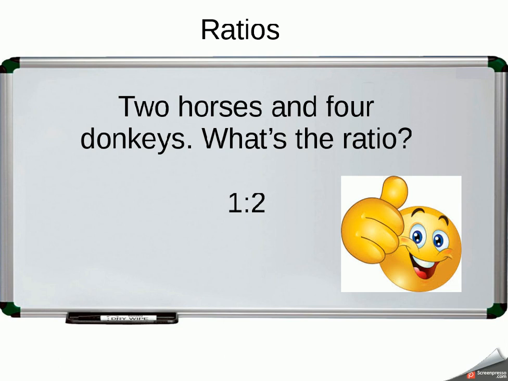So although there are 2 horses for every 4 donkeys, at its simplest form and in its most accurate form, the ratio is telling us there is a 1 to 2 ratio, 1 horse for every 2 donkeys. And that's simply it. That is how we create a ratio.